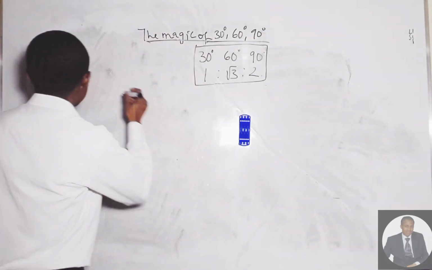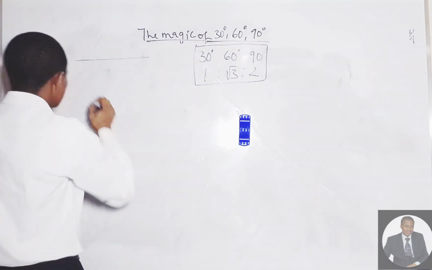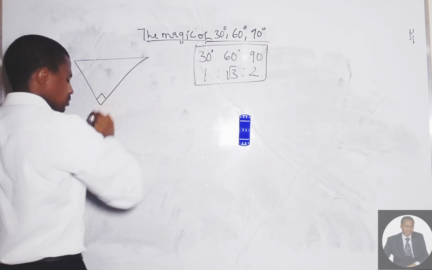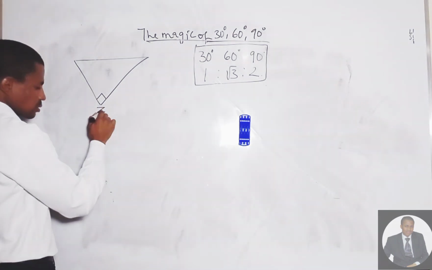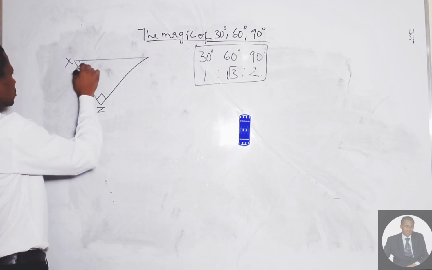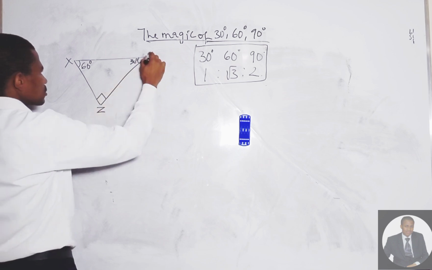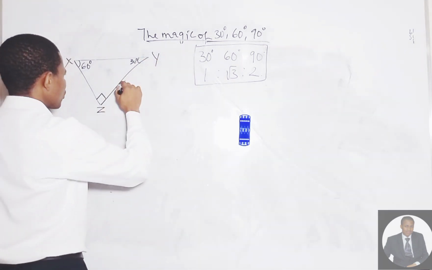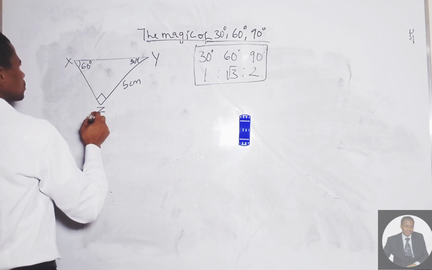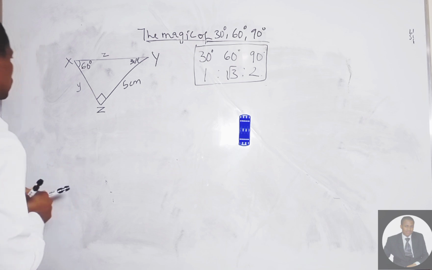We can look at this triangle. This right angle triangle, this x, this 60 degrees, this 30 degrees, this should be y, and this 5 centimeter. So how do we look for Z and y? Let's call this Z and let's call this y.